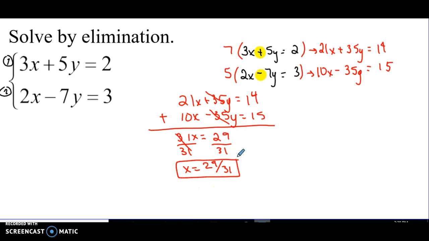Now I have to identify what is the y value. So I can choose whichever equation I would like to substitute for y. So I'm going to go ahead and choose, let's say, I'll choose the first equation. I'll do that in green. So I'm going to substitute for x. So I have 3 times 29 over 31 plus 5y equals 2. So from here, I need to identify first what happens when I multiply 29 times 3. It doesn't divide evenly with 31. That gives me 87 over 31 plus 5y equals 2.